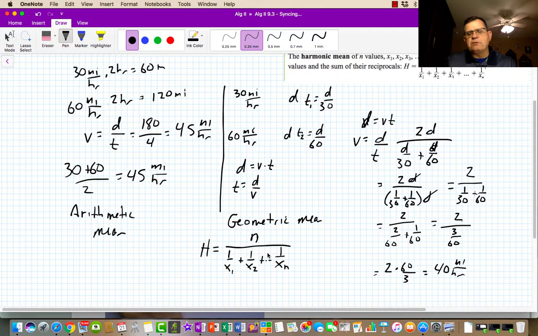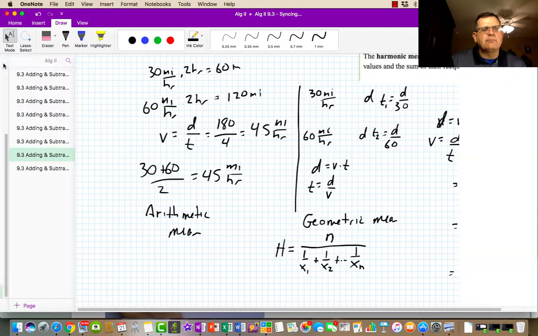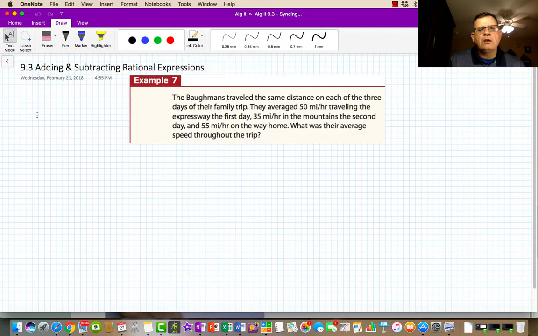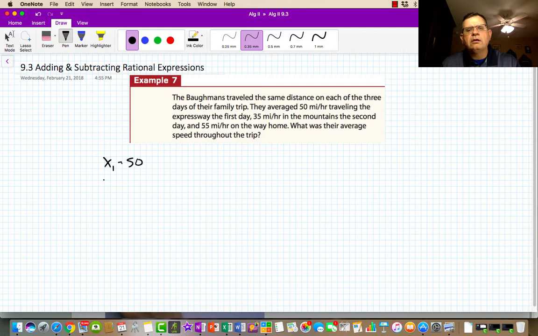And so if you're trying to find the speed where you travel the same distance, you simply take this mean of all your speeds. And so let's try that now in an example. Okay, so the Baumans traveled the same distance on each of 3 days of their family trip. They averaged 50. Okay, so our x1 is equal to 50. They traveled 35, x2 is equal to 35, and x3 is equal to 55. So n, in this case, is equal to 3, because there's 3 numbers.